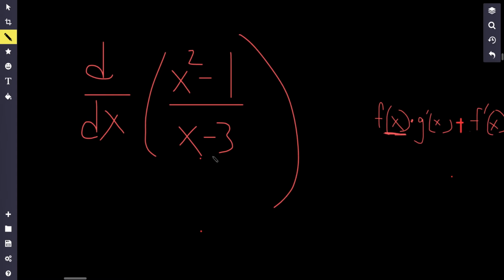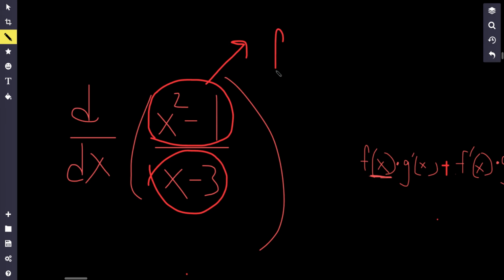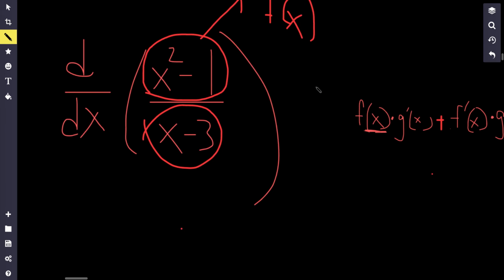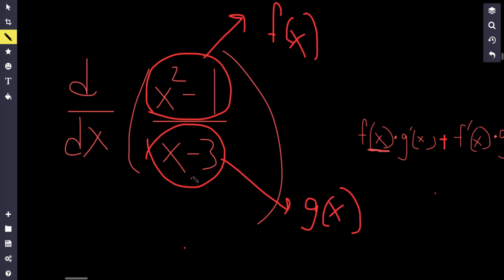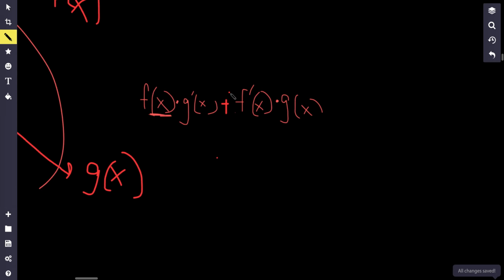All right, so let's say we want to find the derivative of x squared minus 1 divided by x minus 3. Notice how you have two functions, right? You can say this is the first function, f of x, and you can say that this one on the bottom is g of x. So when you have two functions that are divided by each other, and both of them have an x in them, well, you can use the quotient rule.